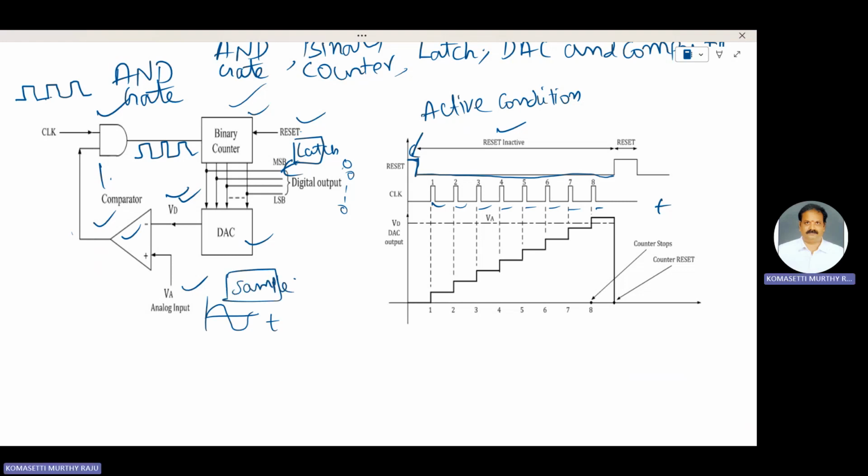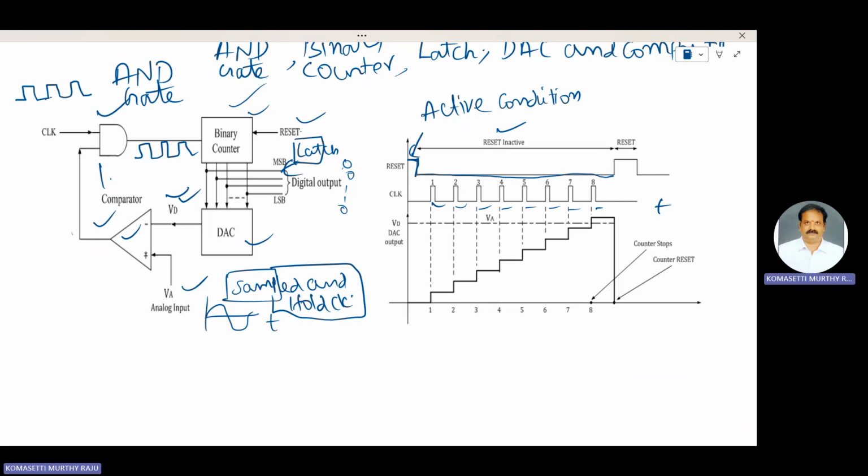before it is applied to the comparator. Suppose the analog input is varying in nature, that means its values change with respect to time. First we need to convert this analog signal into a sampled version of the signal with the help of the sample and hold circuit before applying it to the comparator.